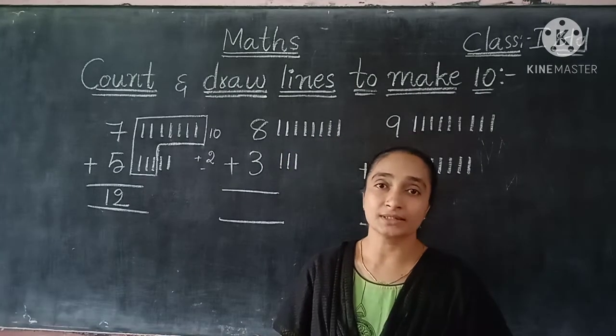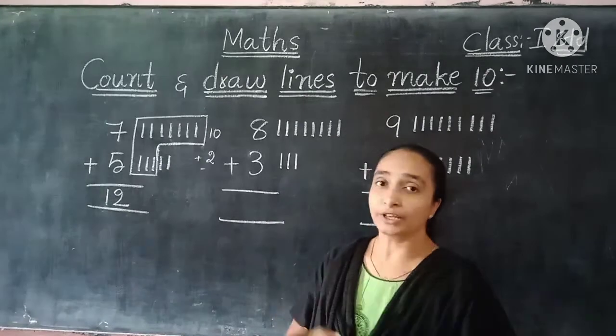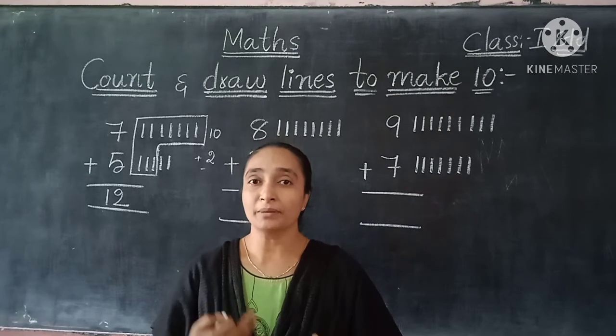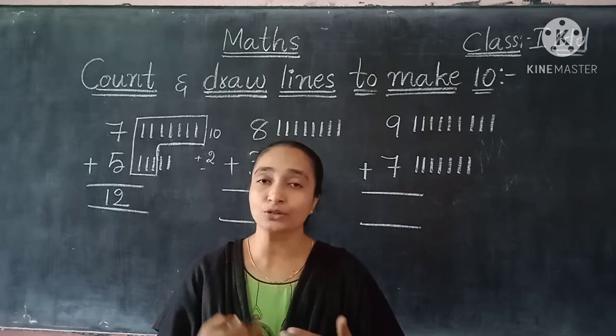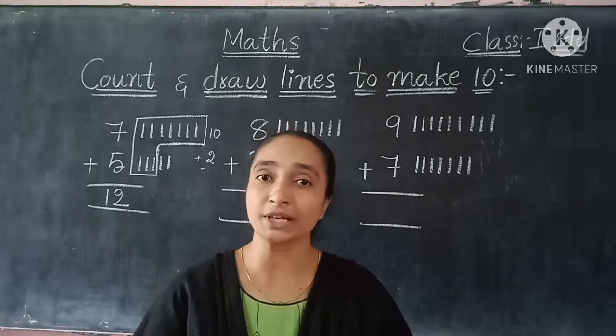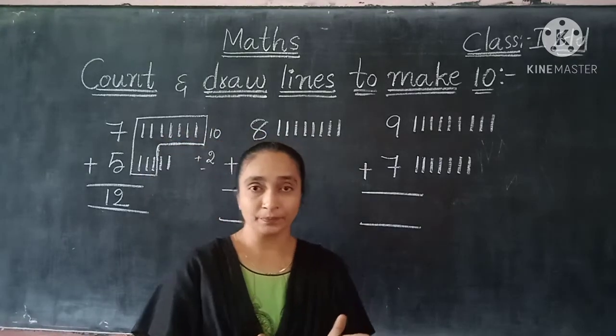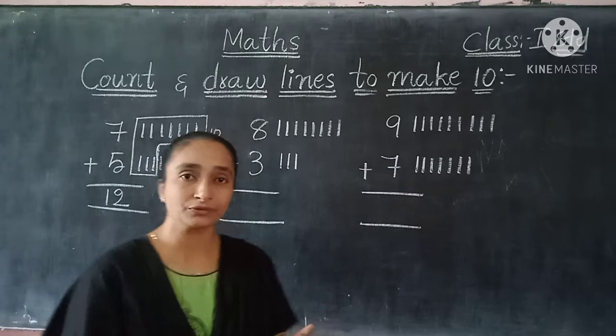So children, in the same way the remaining ones also we can do. Like this only, in the same way you have to draw the lines. By making of 10 we can do it very fast. We don't need to use the fingers also. You can just draw the lines, and with the help of the lines only, you can do the making of 10 fast.